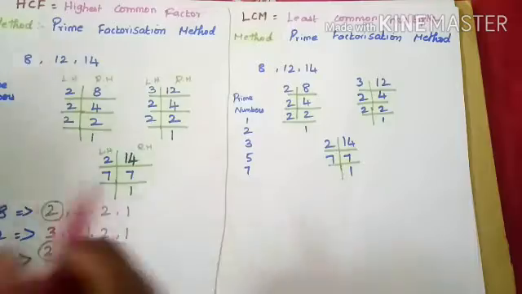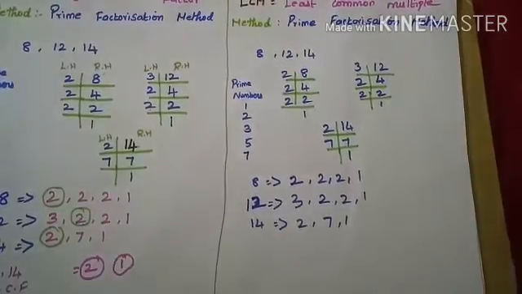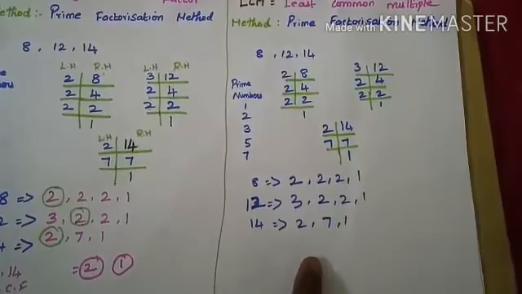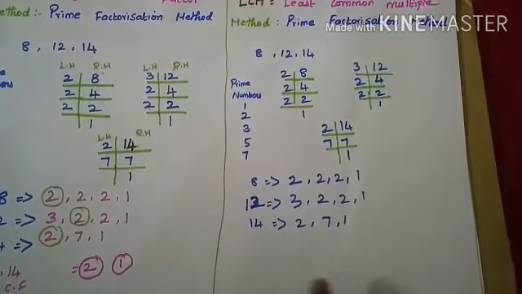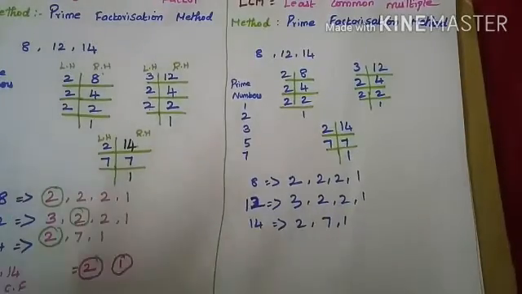How to find the LCM of these numbers? I will explain. So look at this. I repeat the same process in LCM and HCF. But now we are going to find the LCM. How to find the LCM?